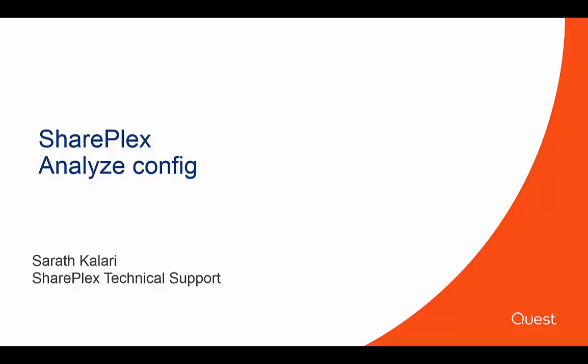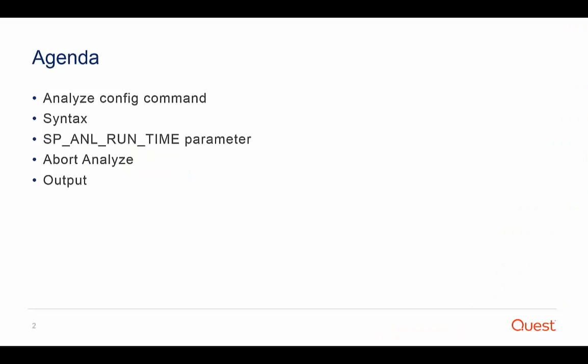Today's topic of discussion is about the analyze config feature in Shareplex replication. In this video, we'll discuss the analyze config command, its syntax, the SPANL runtime parameter and its usage, aborting the analysis during its run, identifying and grouping the related objects to add to the named queues, and at the end, I'll show you how the analyze log looks like.